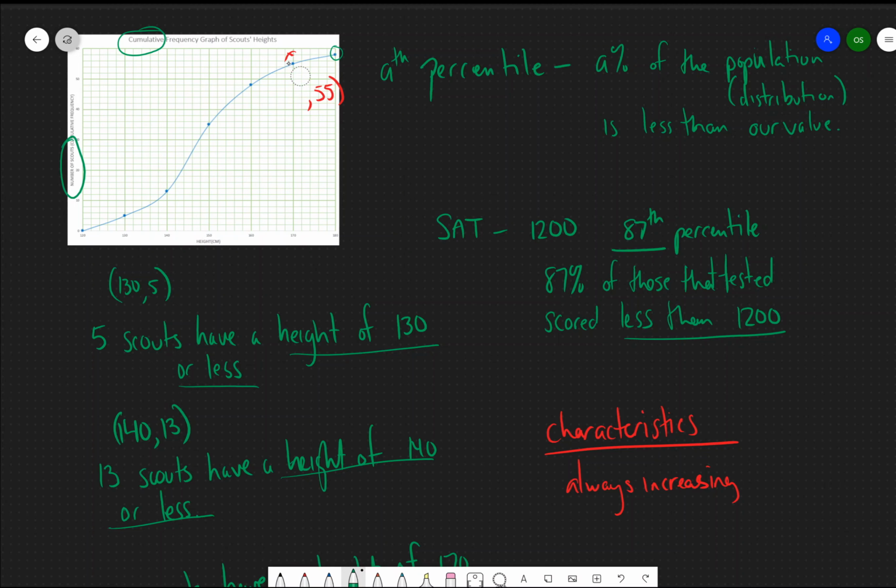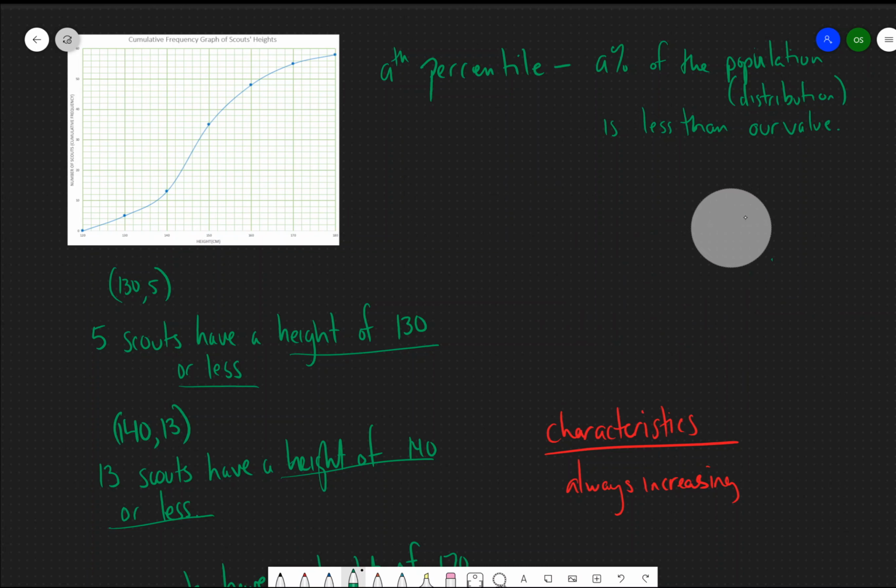So for example, we're still going to keep using this graph here. If I said, where is the first quartile? What height would you have to be at to be in the first quartile? Remember, the first quartile is 25%, the 25th percentile. So let's go ahead, I'm going to put this in blue. I'm going to ask, what height is the 25th percentile?